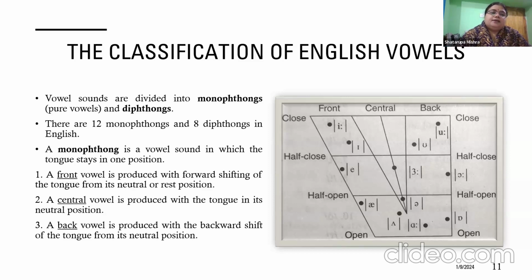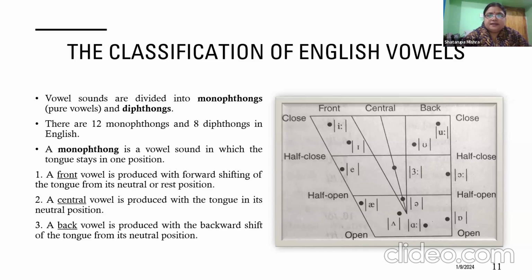Okay. All right. So what is a front vowel? You look at the diagram while I tell you the definition of these terms. A front vowel is produced with forward shifting of the tongue from its neutral or rest position. So when the tongue moves forward, then we call it a front vowel. When the tongue is in its rest position, neutral position, we call that a central vowel. And when the tongue moves backward from the neutral position, then we call it a back vowel.